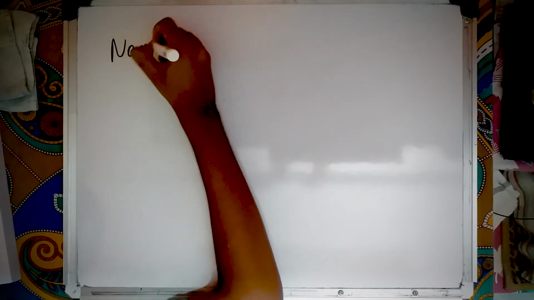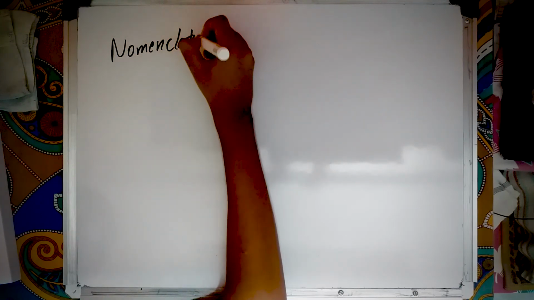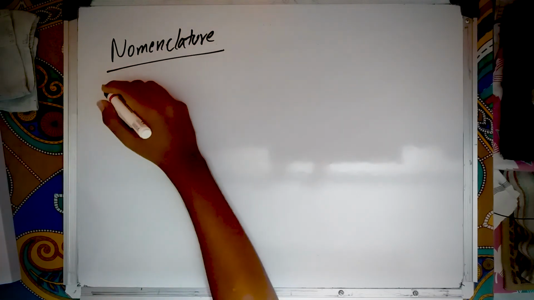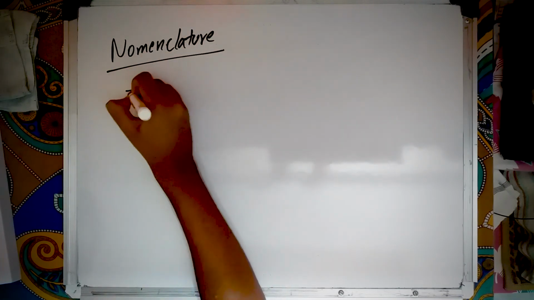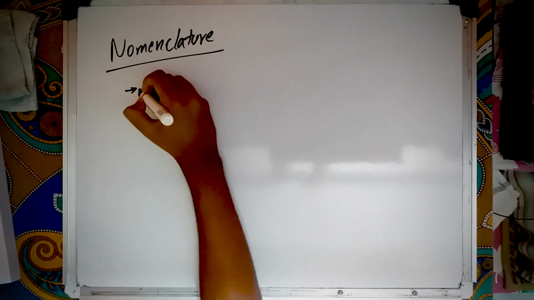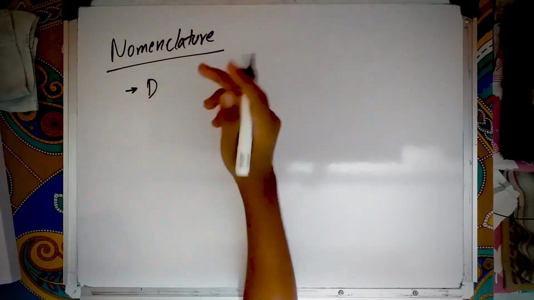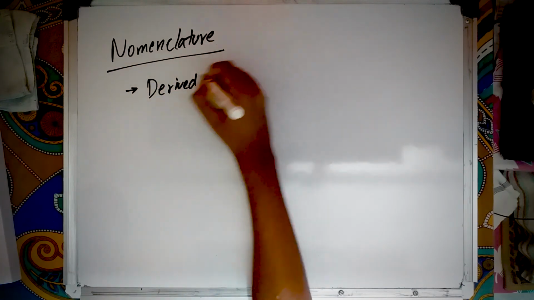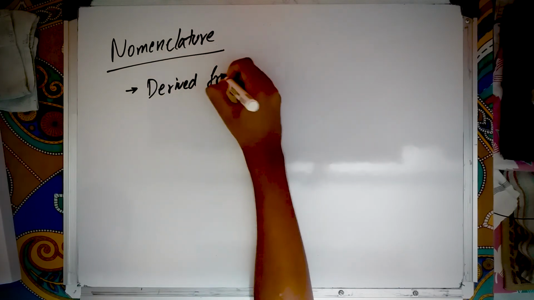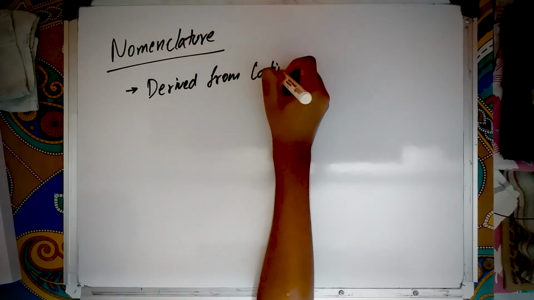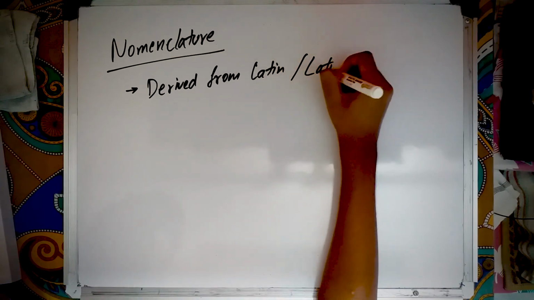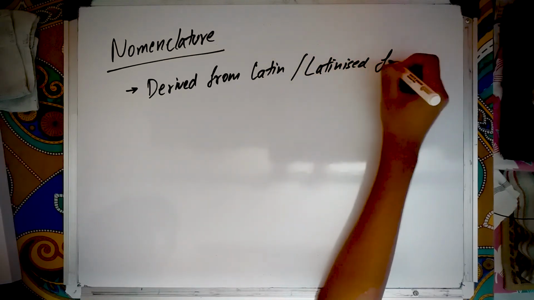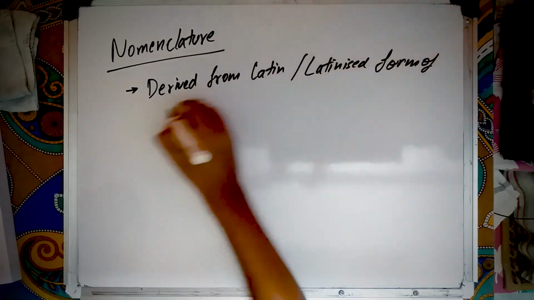Let's go to nomenclature. It's the last process in taxonomy. The rules for nomenclature are generally derived from Latin or the Latinized form of English.